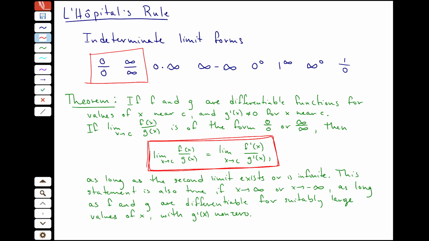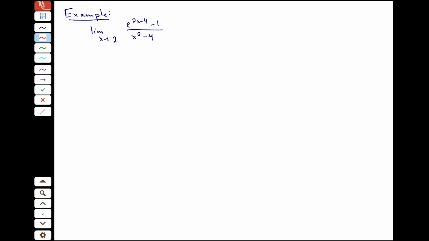Again, as long as f and g are differentiable for values of x, let's say near positive and negative infinity, so meaning suitably large, either positive or negative values of x. And again, we need the derivative to be non-zero for those values. Okay, so this boxed statement in red is the statement of L'Hopital's rule, and it applies again to these two limit forms, 0 over 0 or infinity over infinity. So let's see this demonstrated with a few examples.